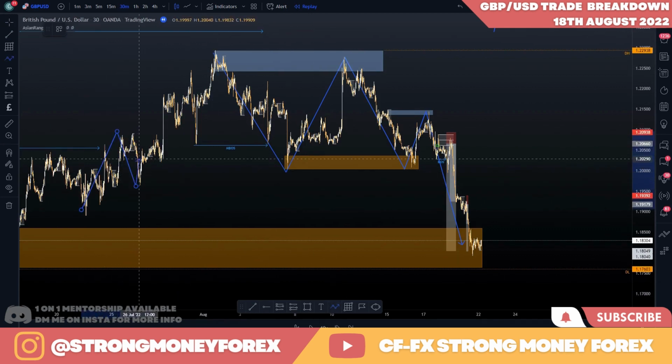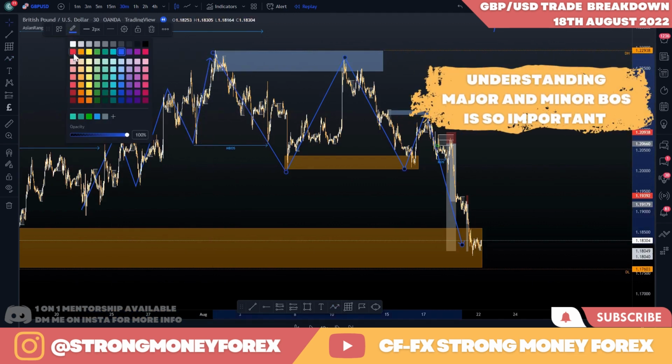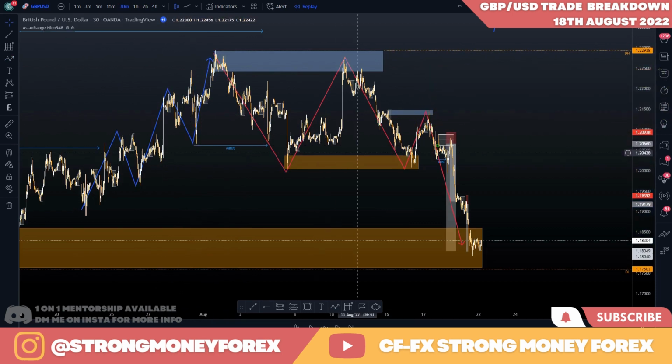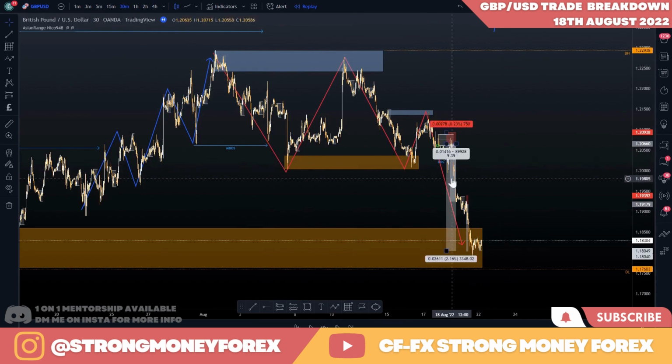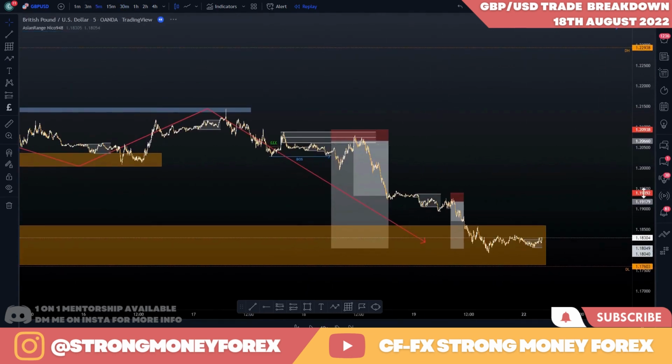We've had these kind of moves up, and then we've started moving down here, and this broke structure, a major breaker structure in the time frame. So our kind of 15-30 minute time frame is now a sell bias, and all we're looking at doing is getting into the trade wherever we can.